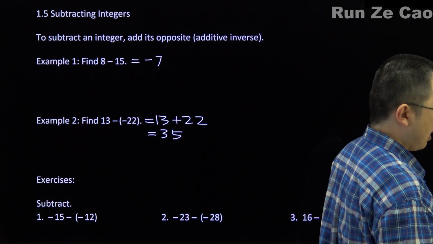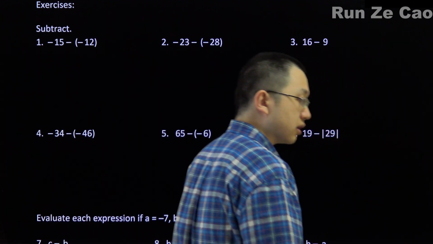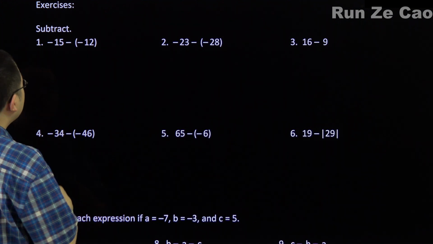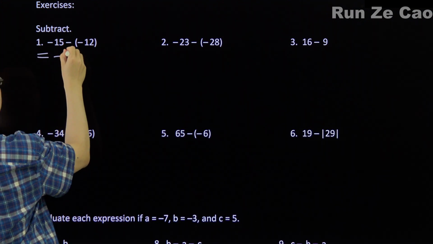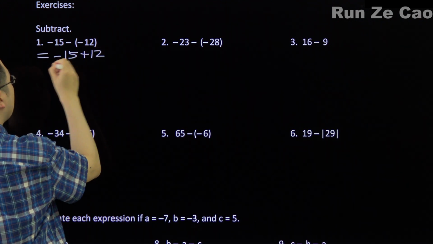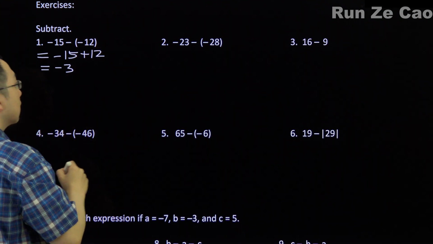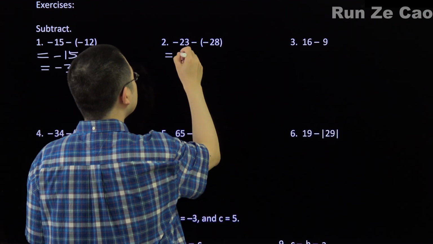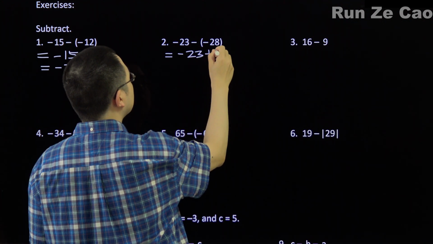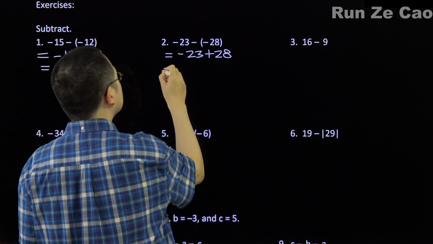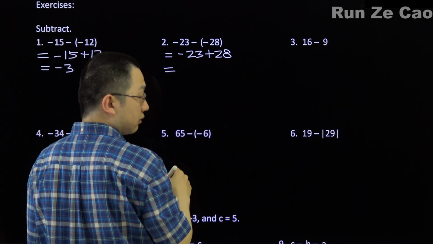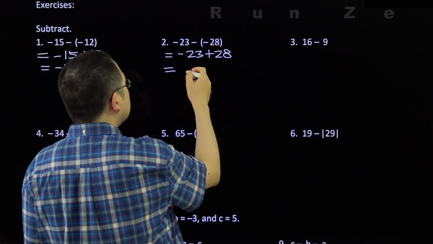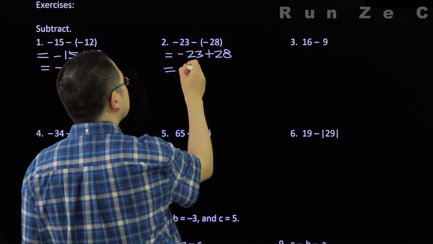Okay, then. Exercises. Let's do the subtractions. So negative 15 minus negative 12 is equal to negative 15 plus 12. So negative 3. Negative 23 minus negative 28. Negative 23 plus 28. So 28 minus 23, basically, because you can switch the orders. And that gives us 5.